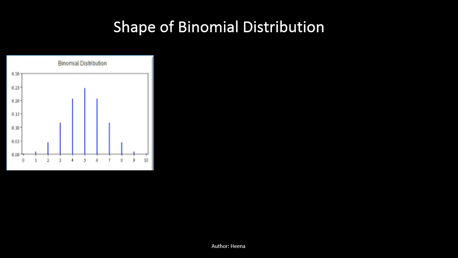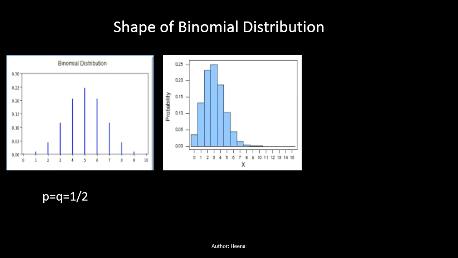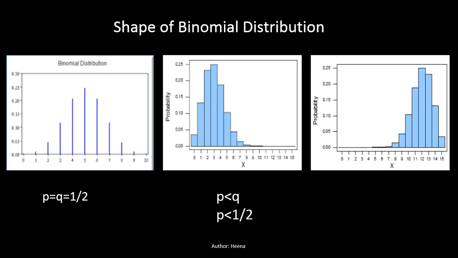The next property is the shape of binomial distribution. Three shapes of binomial distributions are there. The first one is symmetrical, where p and q both are equal. In the second one, we can see this is right skewed, meaning this is not symmetrical. Here p is less than q. In the third graph, it is skewed to the left. Here p is greater than 1 by 2.